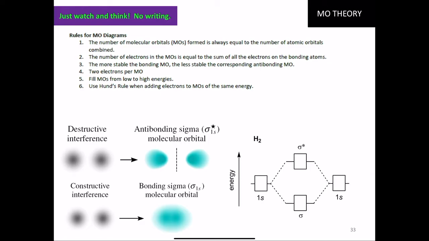So again, the rules for MO diagrams: the number of MOs is always equal to the number of AOs, atomic orbitals, that are used. The number of electrons is the sum of all the electrons that you have in your molecule. Bonding MOs are always more stable, and anti-bonding MOs are less stable. The more stable a bonding MO is, the less stable its corresponding anti-bonding MO is. And you can have 2 electrons per MO, right? That's the same thing we saw with atomic orbital theory. Orbitals can only hold 2 electrons. And we fill the molecular orbitals with those electrons from the lowest to the highest, right? That's our building up or Aufbau principle. We've seen that before. And we continue to use Hund's rule.